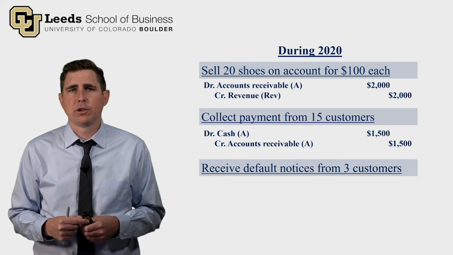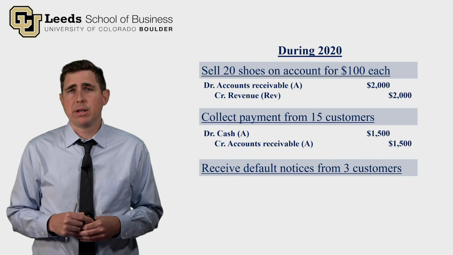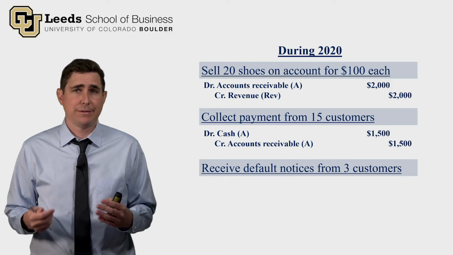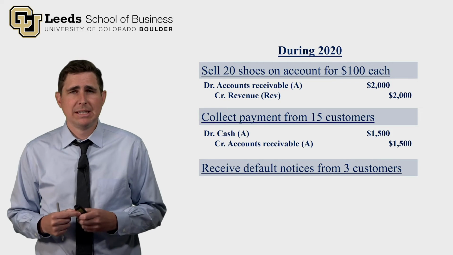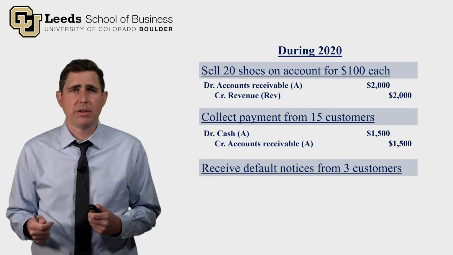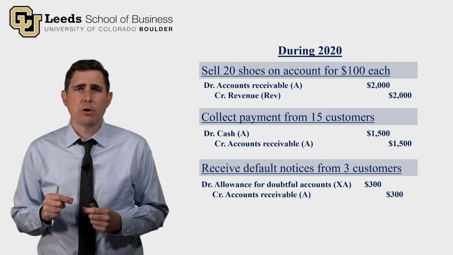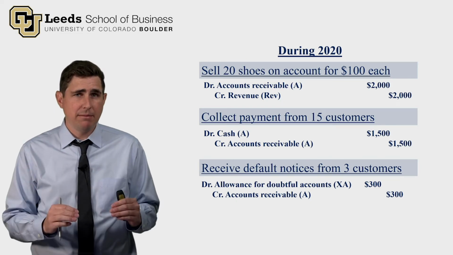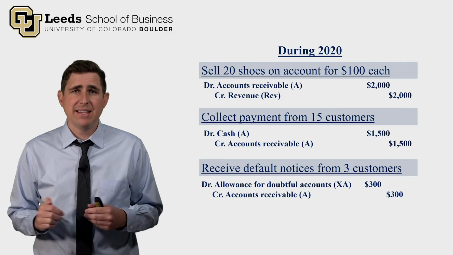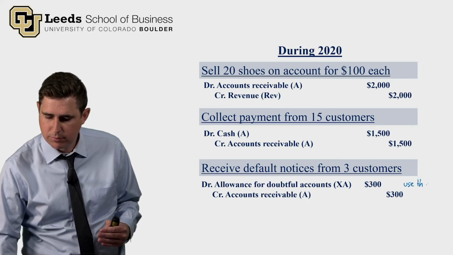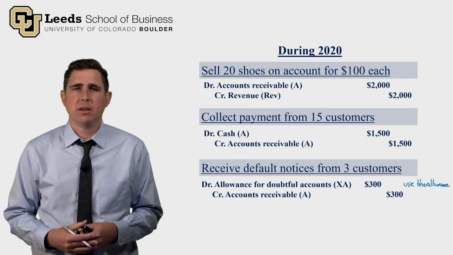Finally, a new event is going to occur during 2020. We're actually going to receive default notices from 3 customers. I don't really know how this happens. Either they call you and say, look, we're not going to pay, or you just can't get a hold of them anymore, so you want to stop making phone calls. But the short answer is we're going to take them off of the list of people who we're going to follow up on. So we're taking them out of the accounts receivable balance. Here's how we do it. We credit the accounts receivable balance. That reduces the accounts receivable balance. The debit is to the allowance account, the allowance for doubtful accounts. This is how we use the allowance for doubtful accounts.